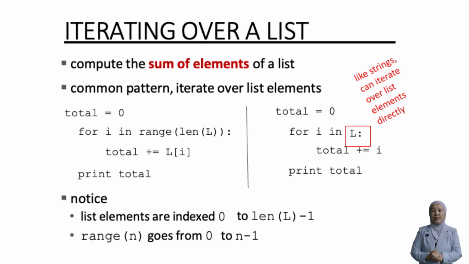A common task is computing the sum of a list's elements. Two patterns achieve this, both important. The first uses index-based iteration: for i in range(len(L)). This generates indices 0, 1, 2. You then access each element as L[i] and add to total. The second, more Pythonic pattern iterates directly over the elements. For i in L, here i takes on the value of each element in sequence. You simply add i to total. This is cleaner when you don't need the index. Both produce the same result. Notice the relationship: range(len(L)) produces numbers from 0 to len(L) - 1, exactly matching the valid indices of the list.